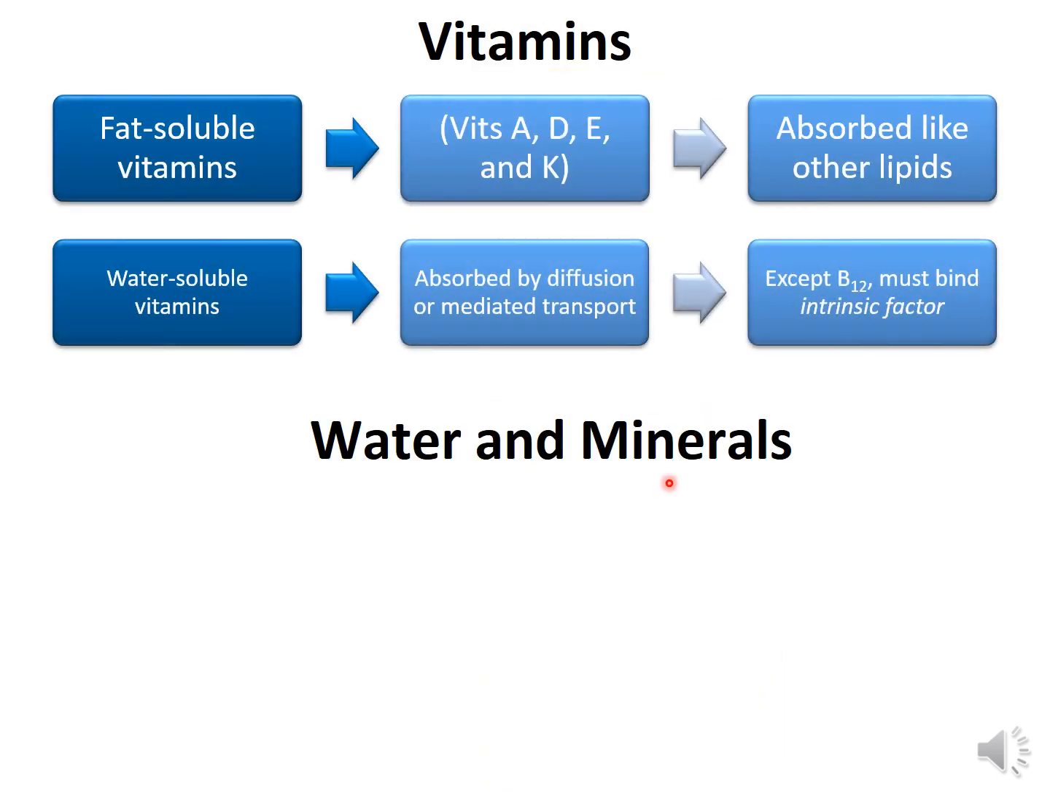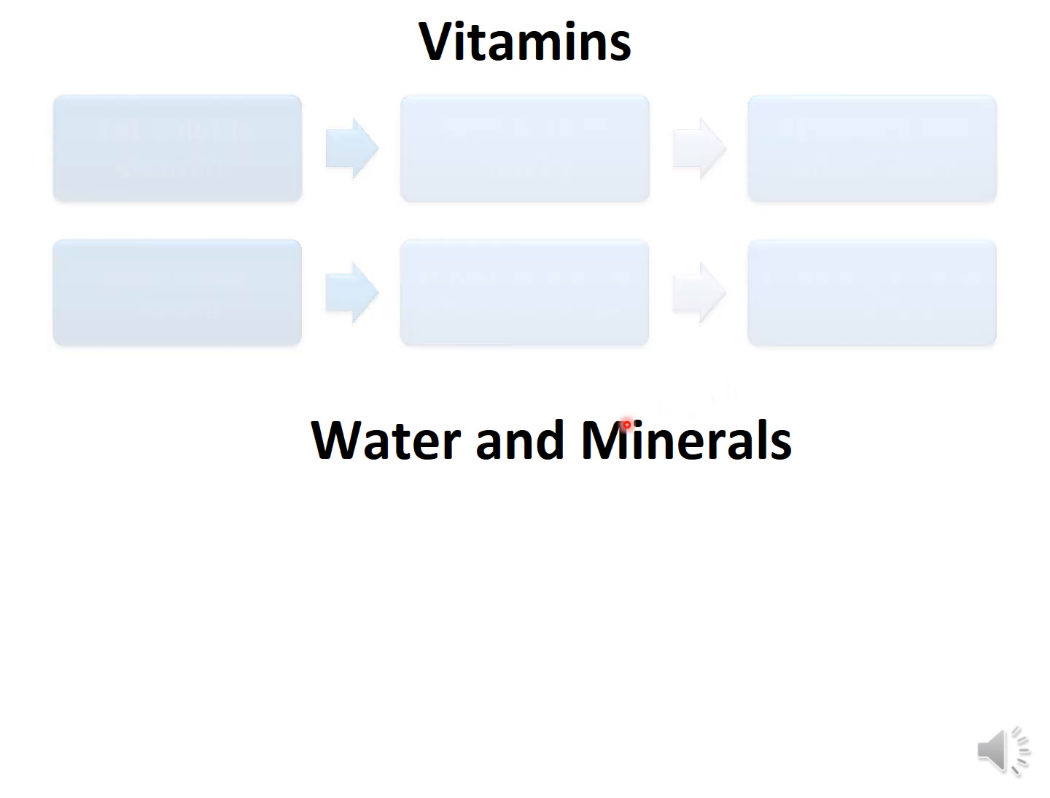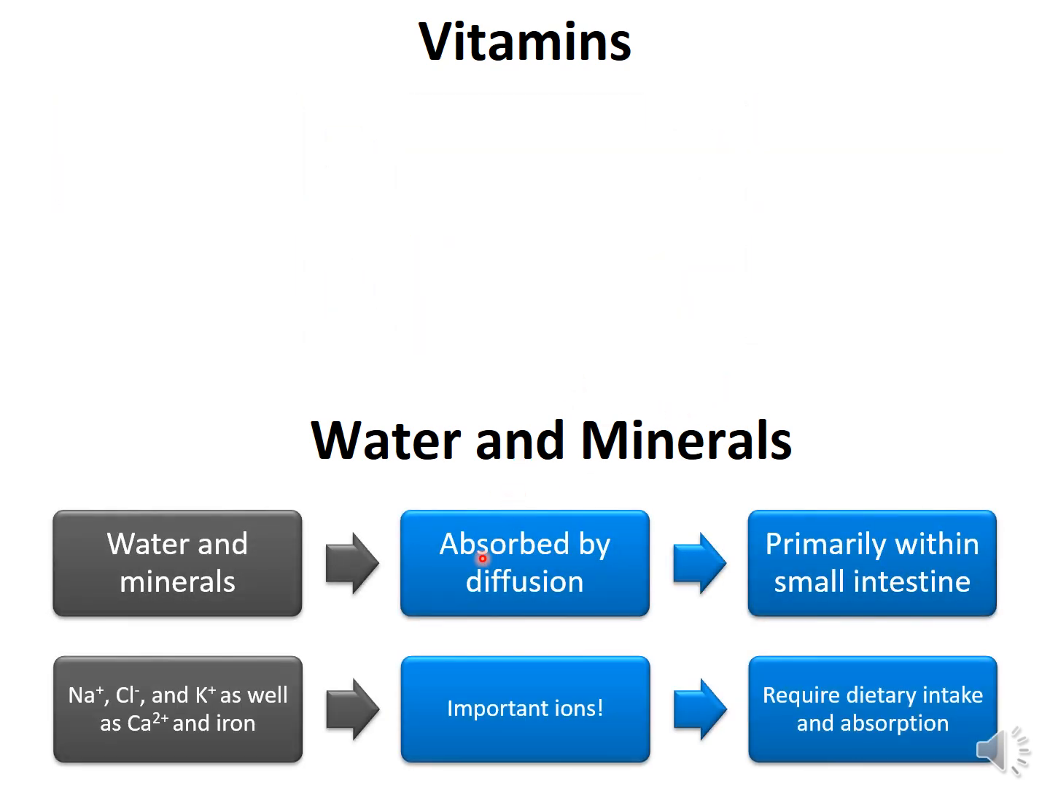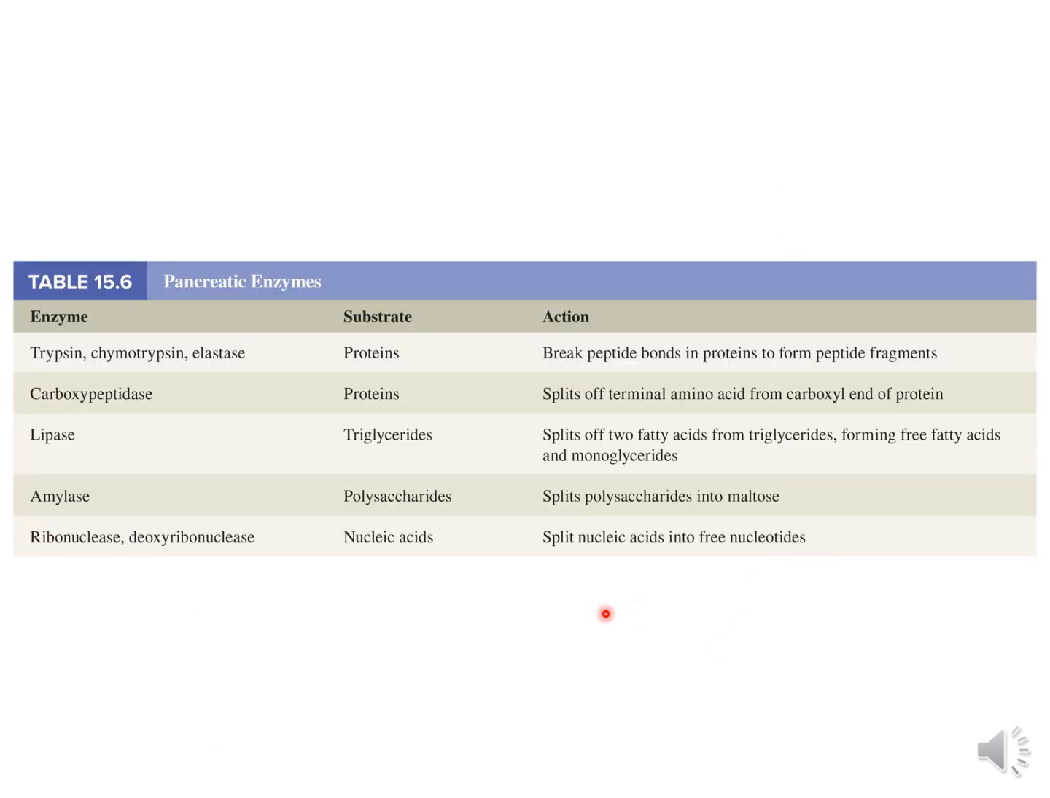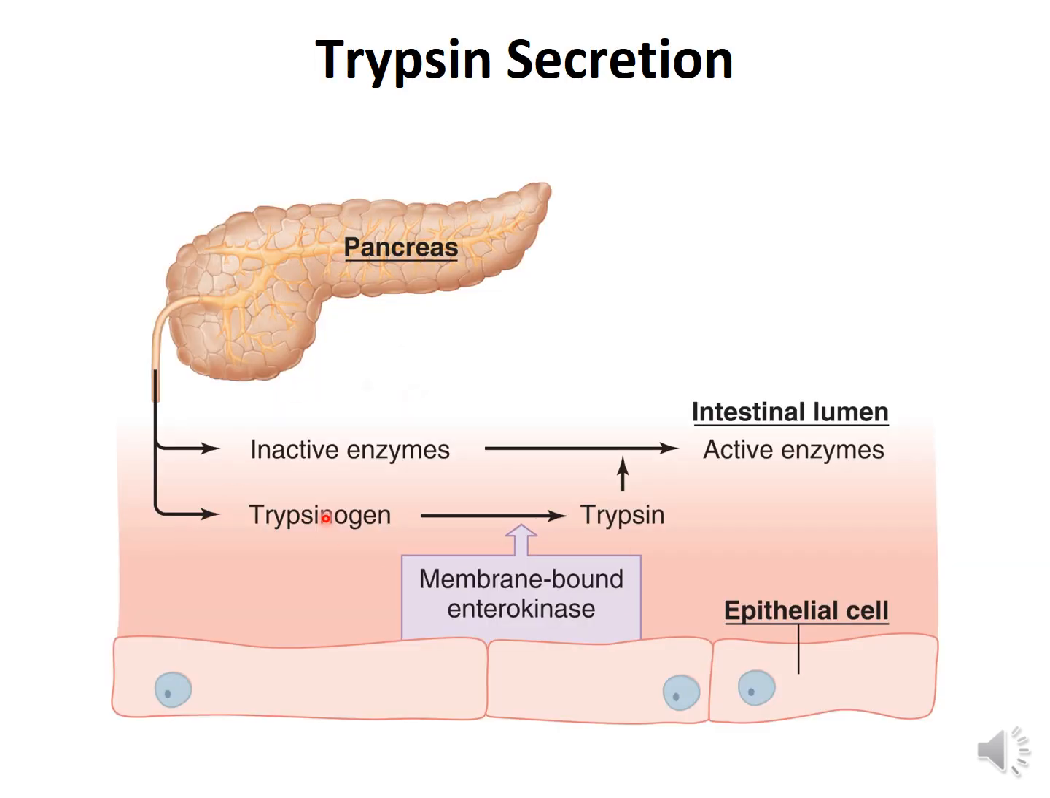Vitamins, there's fat-soluble and water-soluble vitamins. There it is. Minerals and water are all absorbed in the small intestine. The pancreas secretes pancreatic juice, which is bicarbonate and digestive enzymes like trypsin and stuff. And here they are: trypsin, carboxypeptidase, lipase, pancreatic amylase, and then the RNases and DNases. Here's trypsin activation. It starts as trypsinogen. It gets converted to trypsin by the enzyme enterokinase.